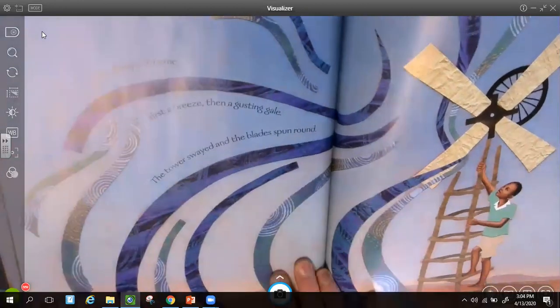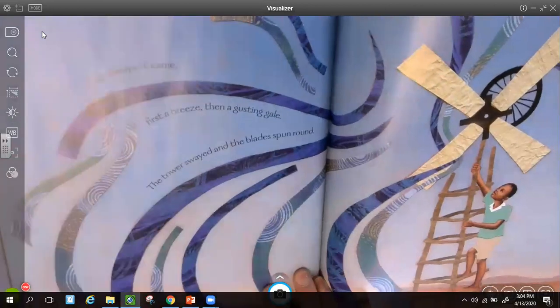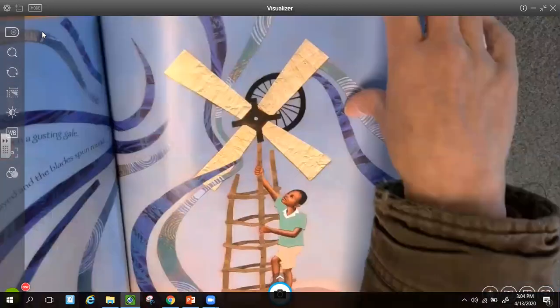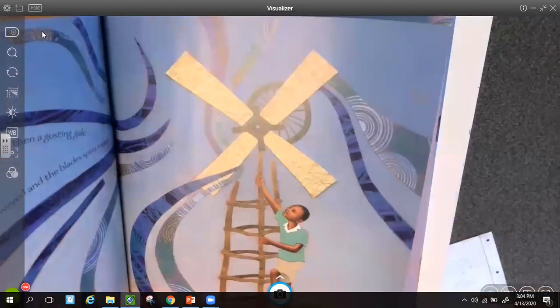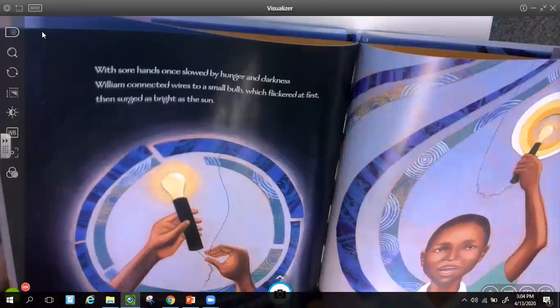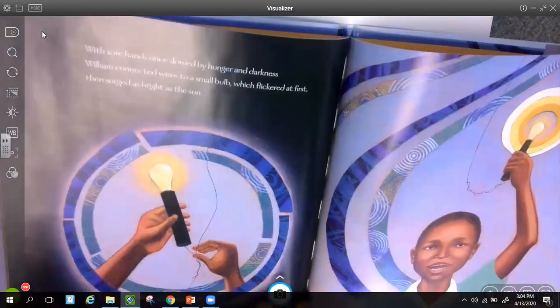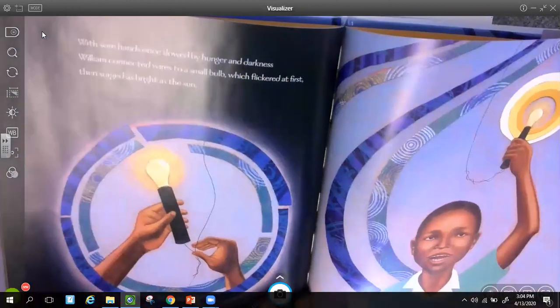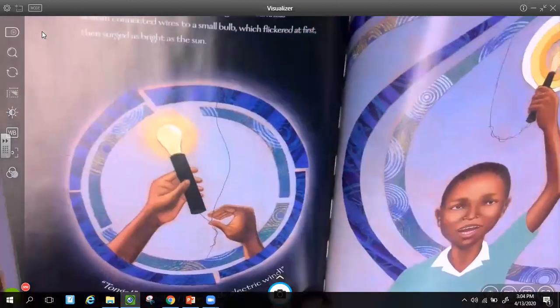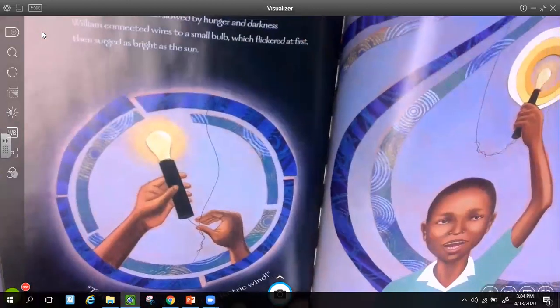The tower swayed and the blades spun around. With sore hands, once slowed by hunger and darkness, William connected wires to a small bulb, which flickered at first, then surged as bright as the sun. "Tonga," he shouted, "I have made electric wind."